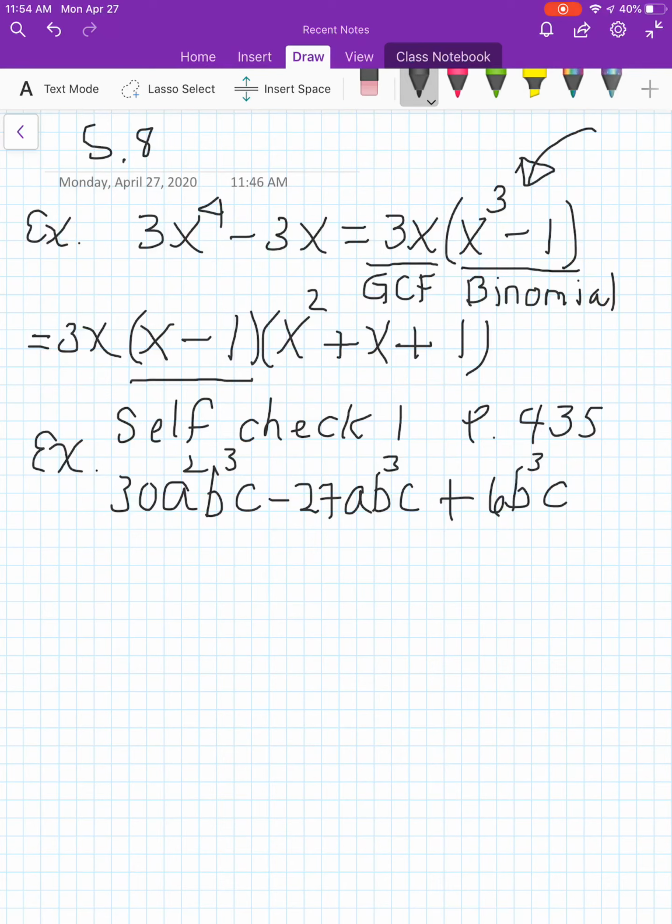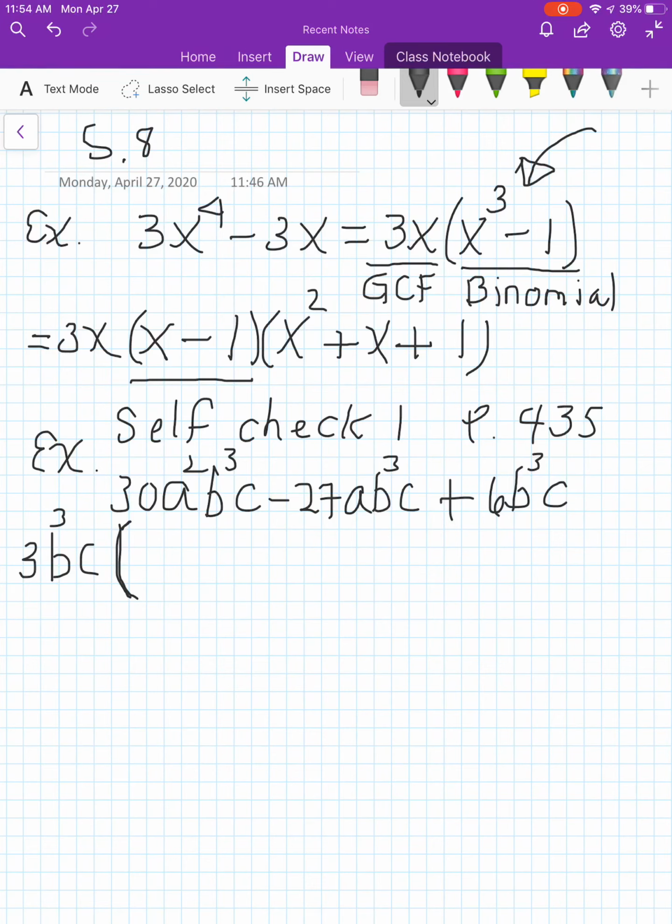Section 5.8 now gives us a strategy on how to factor this one. What is the first step in the strategy? They're saying take out the greatest common factor. Okay, well, what is the greatest common factor here? The greatest common factor is 3, b cubed, and c. I'm going to take that out, okay? A 3 comes out, b cubed, and a c.